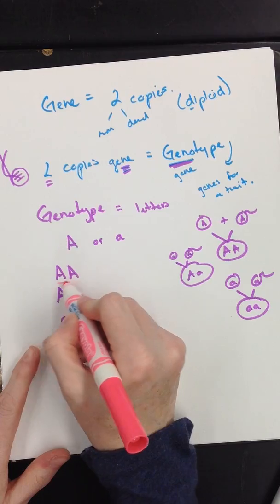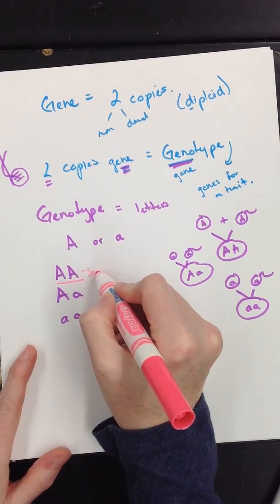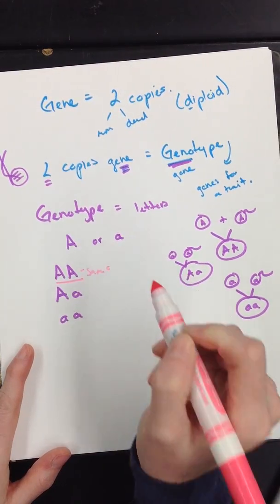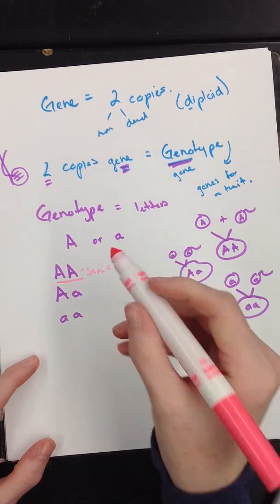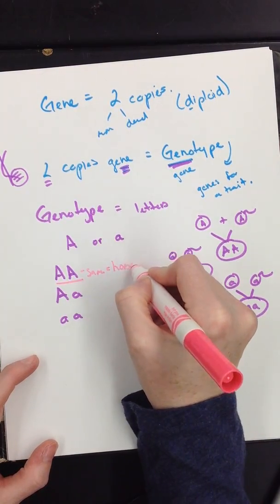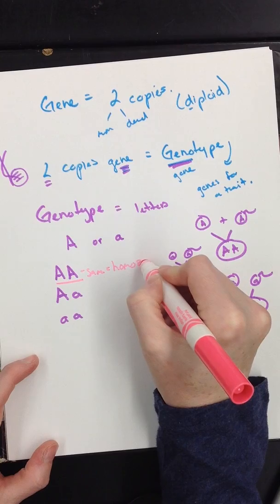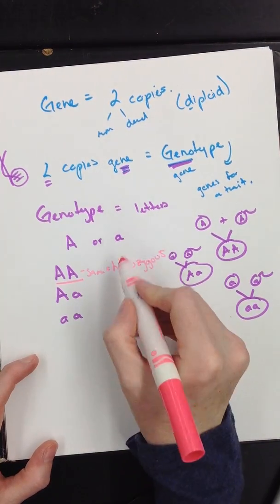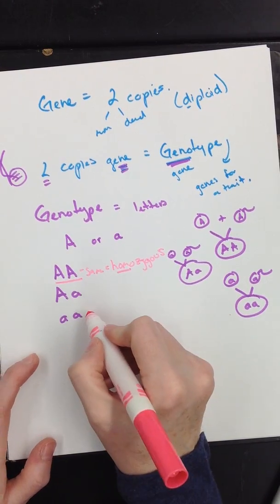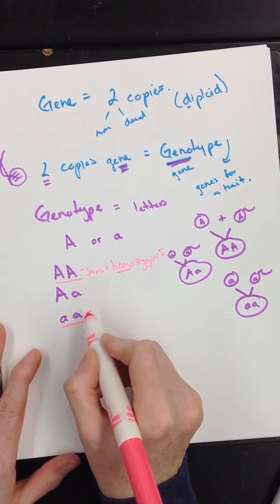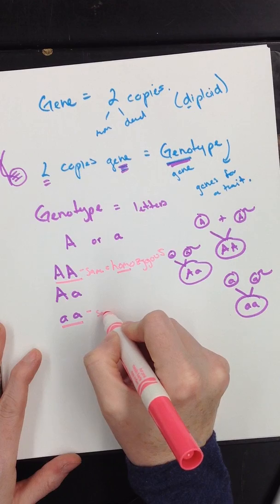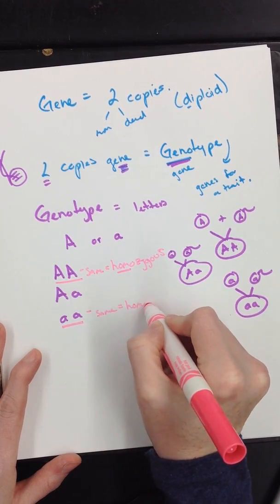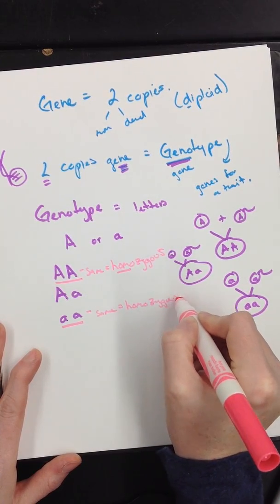Well, if you look at these two letters, they are the same, and there's a fancy word for that. Think about the word root for same. That's called homo. So when we talk about genotypes, this is a homozygous genotype, because homo means same. Also down here, these are two little letters. They're the same. So this is also referred to as homozygous.